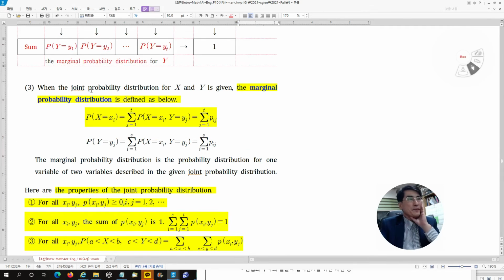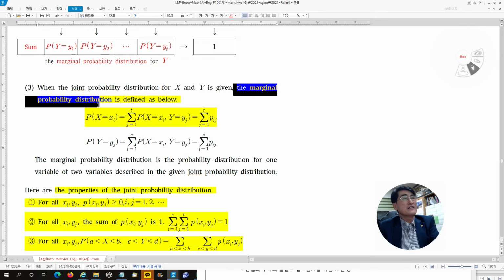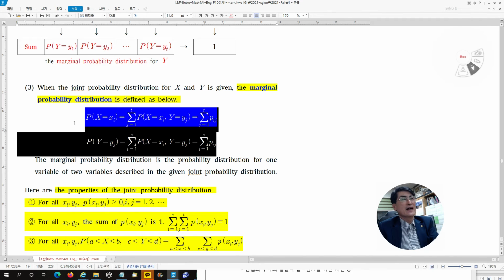When the joint probability distribution for x and y is given, the marginal probability distribution is defined as follows: P of capital X is equal to little xi, which is the sum of the P sub ij from j is equal to 1 to t, and P of capital Y is equal to little yj is the sum of the Pij from i is equal to 1 to s. These are the marginal probability distributions.